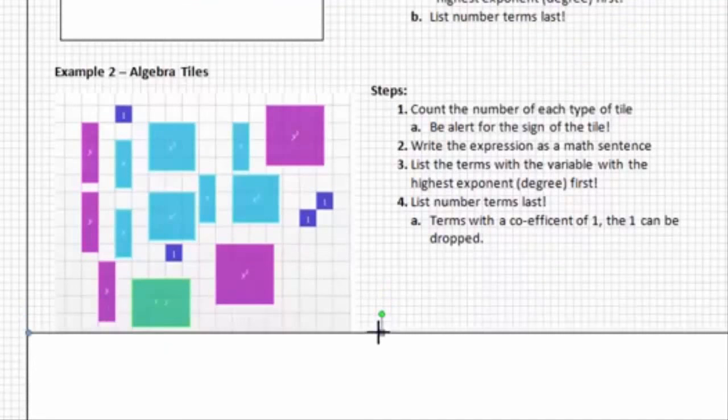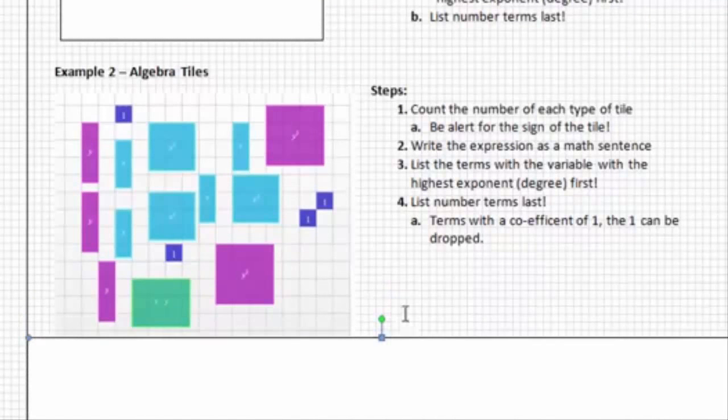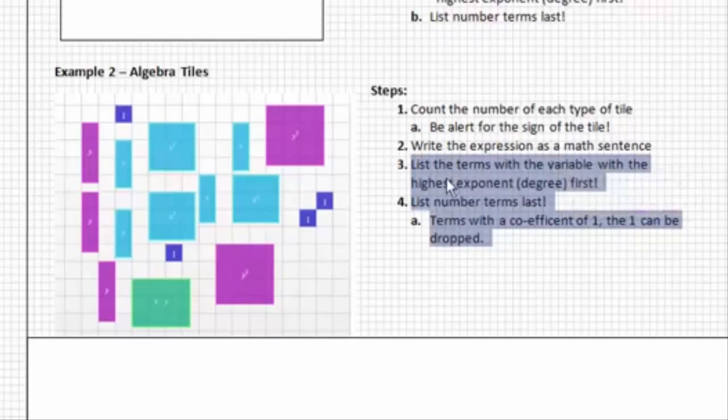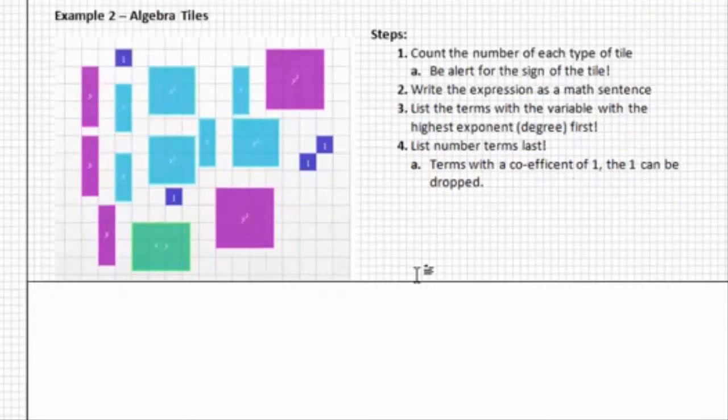Alright, here I'm going to explain the steps and then we'll do them. So here's an example of maybe just being given some algebra tiles. This is what we've played around with today in class. And so the very first thing is to count the number of each type of tile. So we're going to be looking at what the different types are, and we're going to count those. And then we're going to write them out as a math sentence. And then following those same things, making sure that we list the terms of the variable with the highest exponent first and list the number terms last. So I've done that right down here.